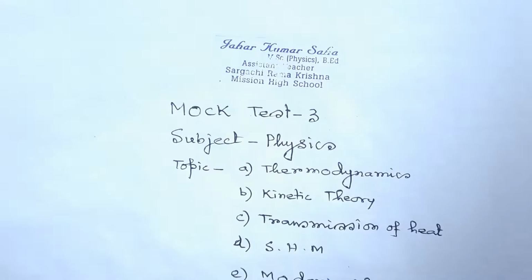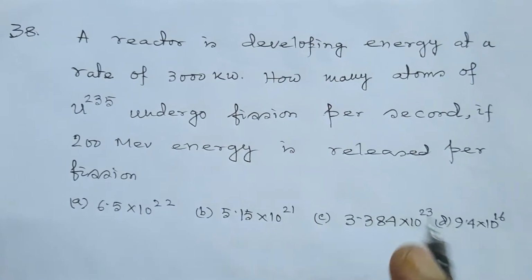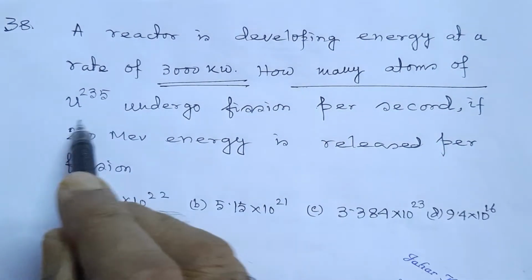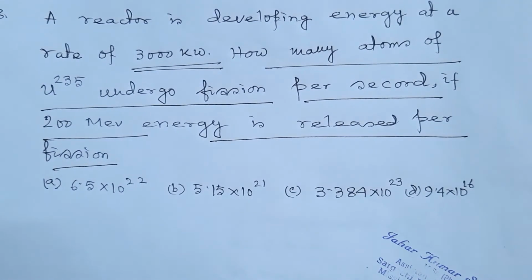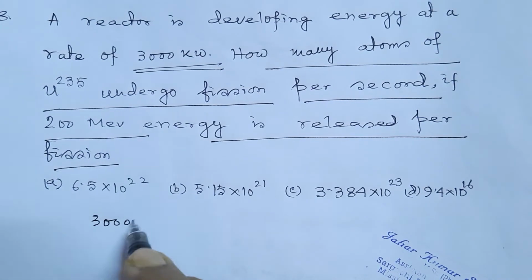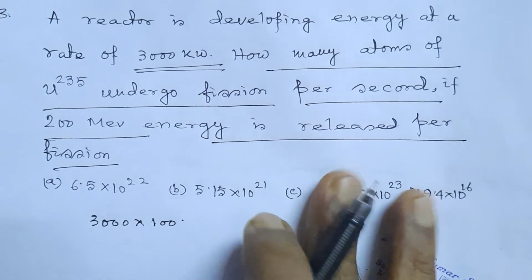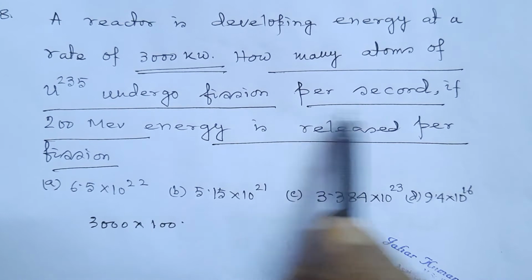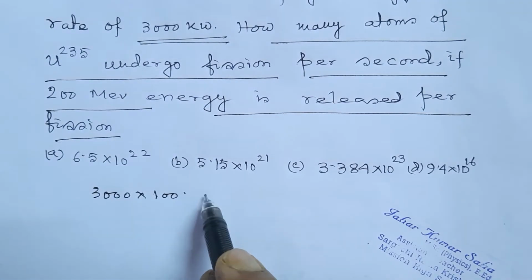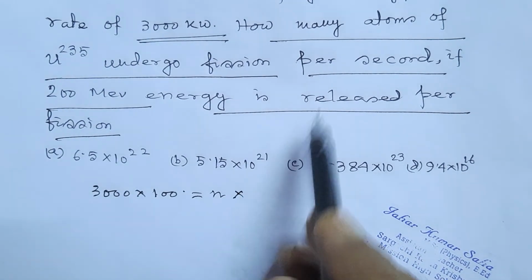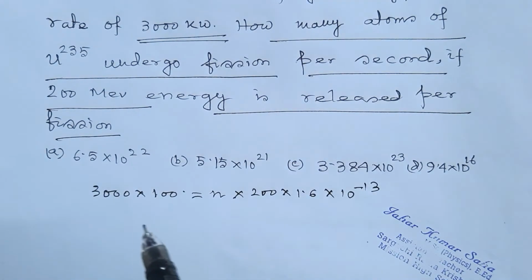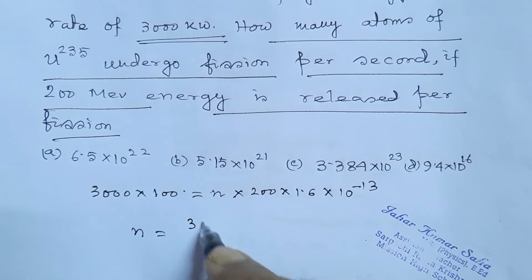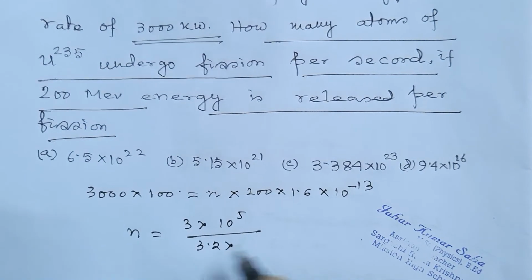Now let us see question number 38. A reactor is developing energy at a rate of 3000 kilowatt. How many atoms of uranium-235 undergo fission per second if 200 MeV energy is released per fission? 3000 kilowatt means 3000 into 1000 watt. We need n number of fissions, and each fission releases 200 MeV energy, that is 200 into 1.6 into 10 to the power minus 13 joule. So you have to calculate just n. n equals 3 into 10 to the power 6 by 3.2 into 10 to the power minus 11.